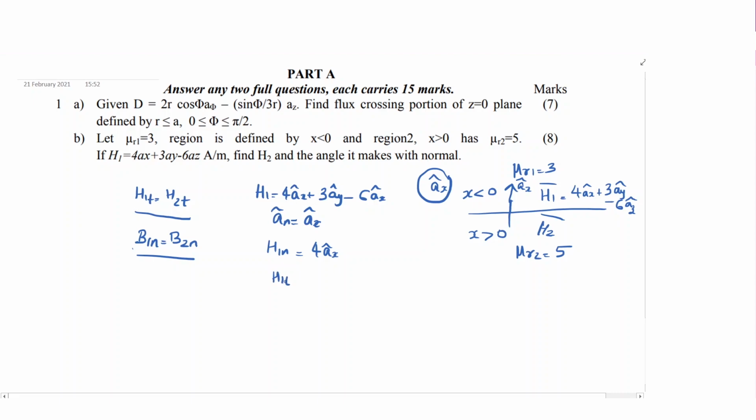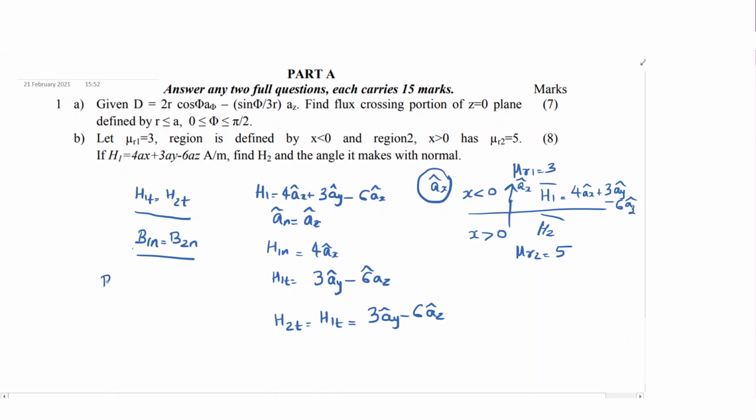So H1t will be the rest of the part, because H1 is equal to H1t plus H1n. When you get the normal component, the rest of it will be the tangential component. So H1t will be 3AY minus 6AZ. Now we have H1n and H1t. H2t is equal to H1t, so that will be 3AY minus 6AZ. So you got the tangential component.